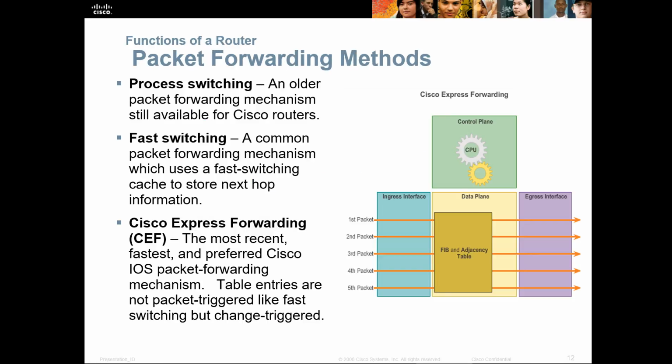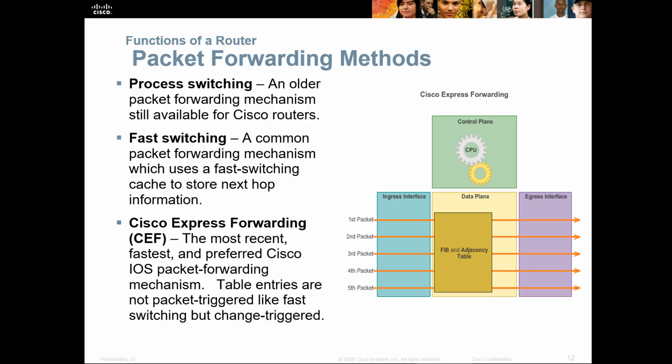So, different packet forwarding methods. There were several items that used to work. Process switching is an older packet forwarding mechanism still available on Cisco routers, but it's old. Fast switching is still a very common one, and that's a common packet forwarding mechanism which uses a fast switching cache to store next hop information. But that's, again, kind of old.